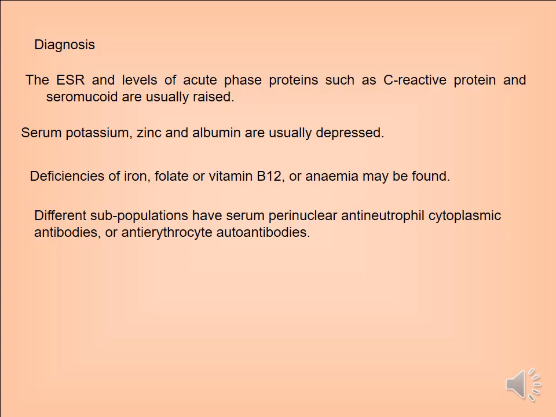How do we diagnose this? ESR and levels of acute phase proteins such as C-reactive protein and serum mucoid are usually raised in Crohn's disease. Serum potassium, zinc, and albumin are usually decreased due to reduced absorption in the ileocecal region. Deficiency of iron, folate, or vitamin B12 with anemia can occur. Different subpopulations have serum perinuclear anti-neutrophil cytoplasmic antibodies or anti-lymphocytic autoantibodies due to inflammation.